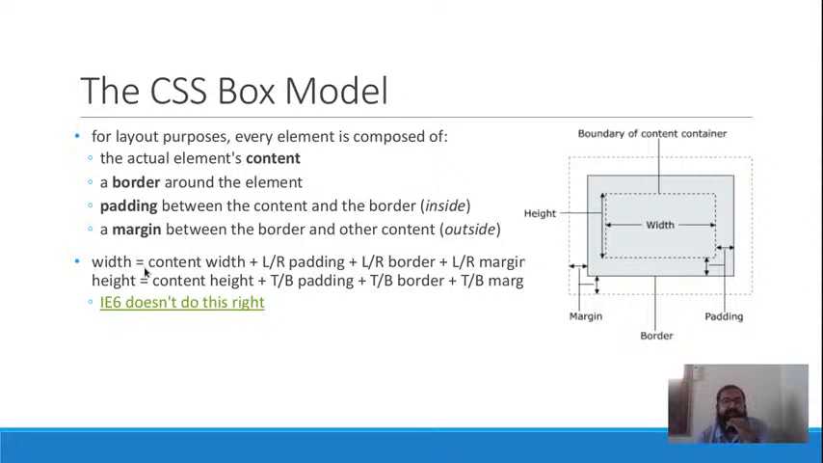Width is given as content width plus left and right padding plus left and right border. The border may also have a particular thickness. For example, if I have a boundary wall at my plot, it will have a particular thickness. So that is the left right padding plus the left right border plus the left right margin. That is how the width will be calculated for this particular box. And height is content height plus top bottom padding plus top bottom border plus top bottom margin.